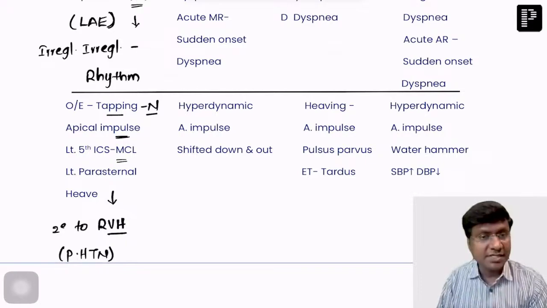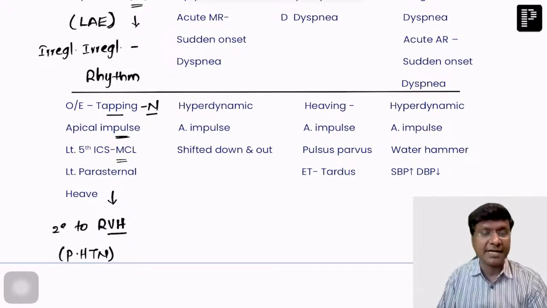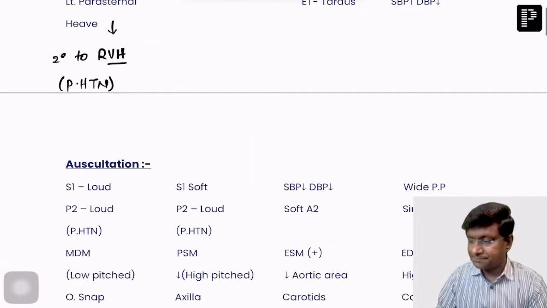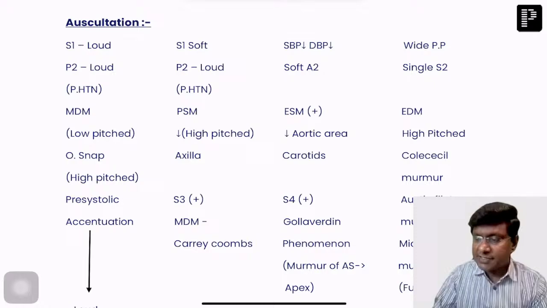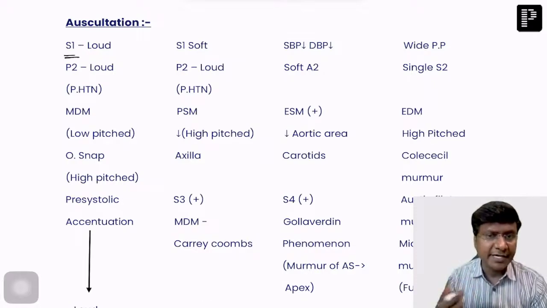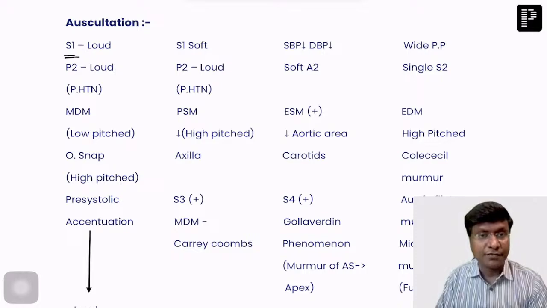Okay, so this is about the examination findings that you will have in patients with mitral stenosis. Next, coming to the auscultation. The first heart sound will be loud in patients with mitral stenosis. And at this point, I'll tell you all the conditions where you will have a loud first heart sound.